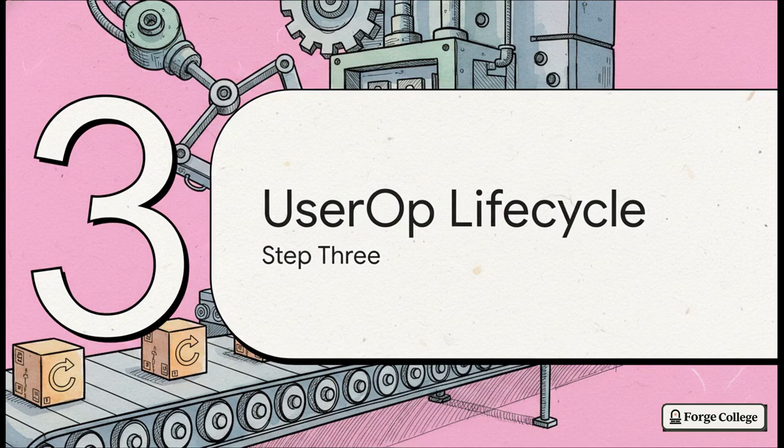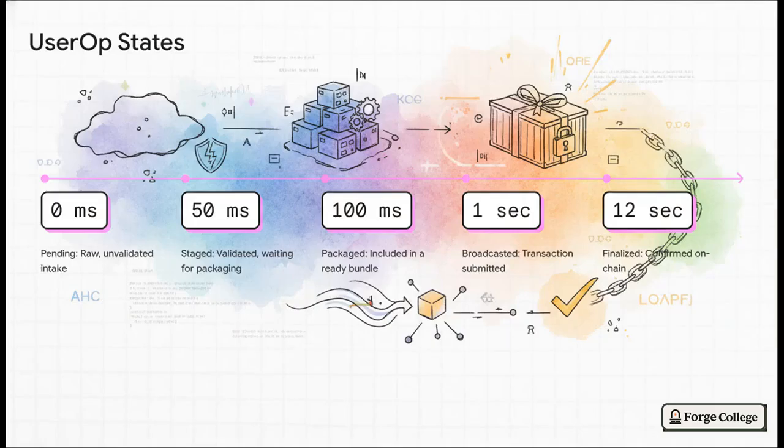Step 3. The UserOp lifecycle. Let's actually track a single UserOp package as it rides down our metaphorical conveyor belt. At exactly 0 milliseconds, it's pending. That's raw intake, totally unvalidated. By 50 milliseconds, it passes validation and becomes staged, just waiting for packaging. By 100 milliseconds, it's packaged, included in a ready bundle. At 1 second, it becomes broadcasted when the outer transaction is submitted to the network. And finally, around the 12-second mark, it is officially finalized and confirmed on-chain. That right there is the exact survival journey of a successful UserOp.